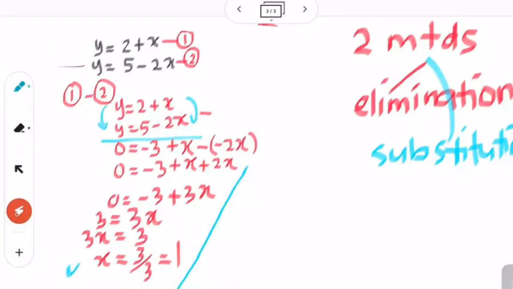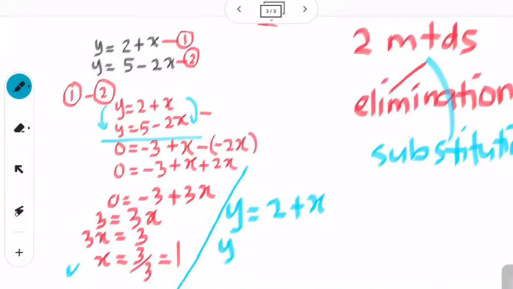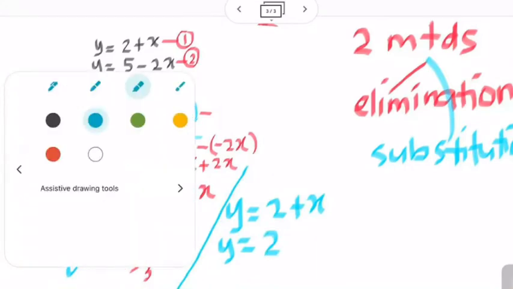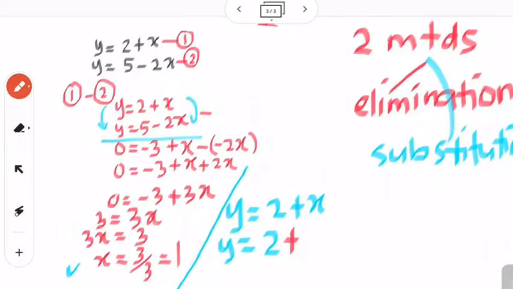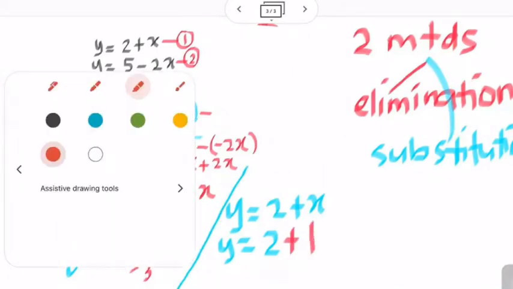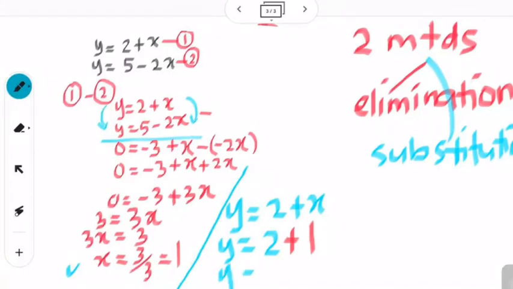Kalau cikgu, cari equation yang paling simple lah. Equation 1 ni simple kan? Equation 1 is simple. So cikgu nak ganti, I want to substitute here. So we have for equation 1, y equals to 2 plus x. Tadi kita dah ada x equals to 1. So I just substitute y equals to 2 plus 1. Okay, 2 plus 1. So I get y equals to 3.